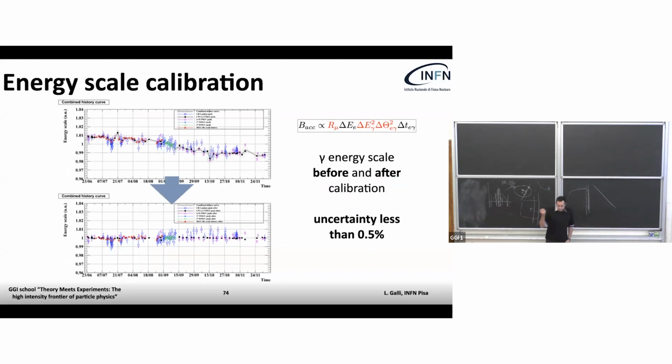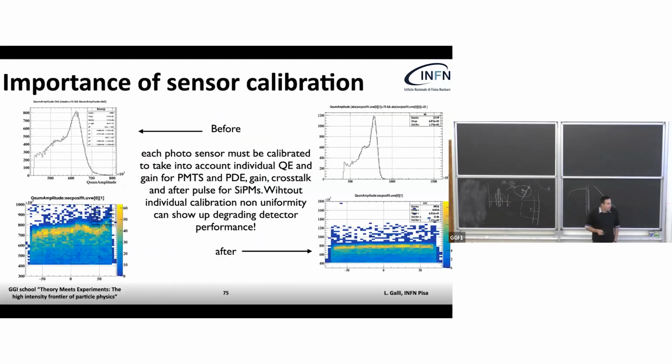Another notable example is the energy scale calibration. As I told you, we have some effect for which this is not exactly flat during the time, but given all the calibration system that we have, we can flatten it out and then finally have an uncertainty of less than 0.5% to be used as a systematic contribution to the uncertainty of the experiment.